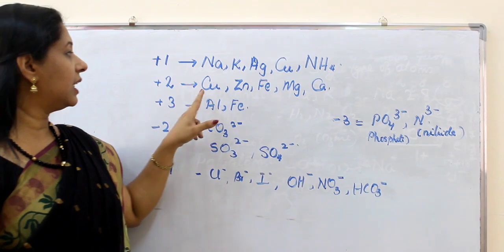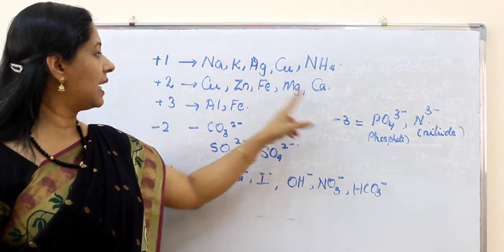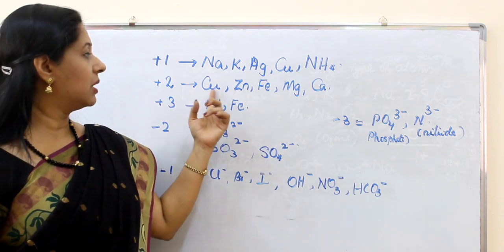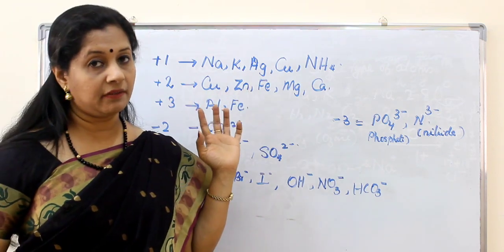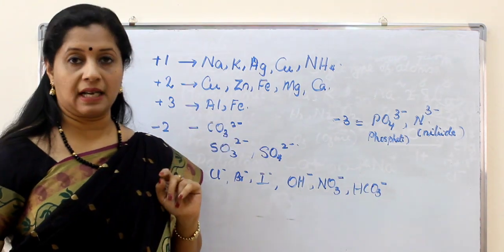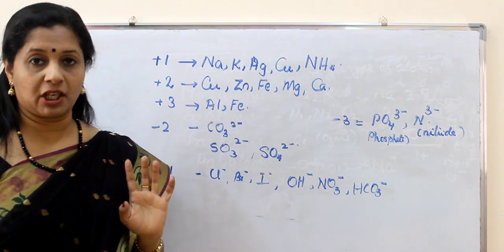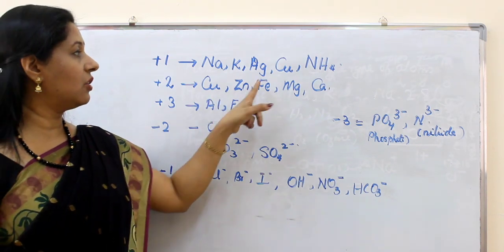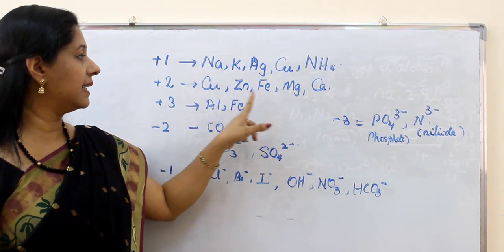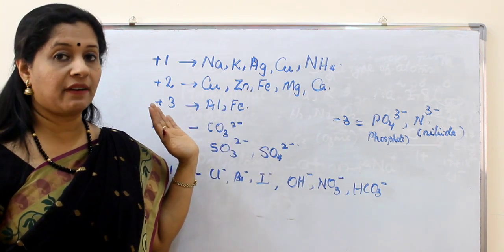Now plus 2, what are they? Copper, zinc, iron, magnesium, calcium. Magnesium, calcium and others we came across, but copper, zinc and iron we did not learn within 20. So remember plus 2. Plus 3, aluminium and iron. Aluminium 13 came, but iron we did not come across in 20. So whichever did not come, like silver, copper, iron, zinc, these are the ones you have to remember.